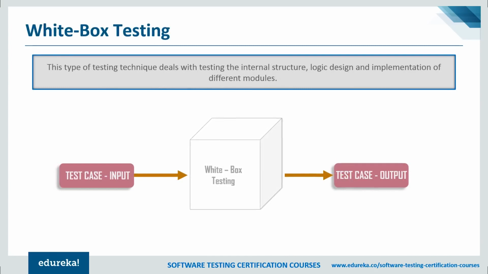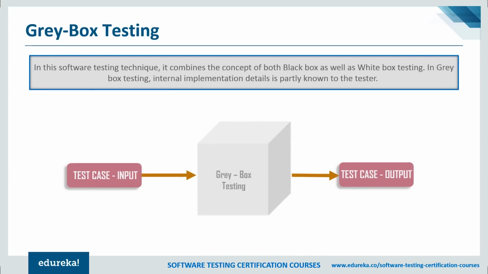Next, white box testing. This type of technique deals with testing the internal structure, logic design, and implementation of different modules. This is also called glass box testing, where the internal implementation details are known to the tester. That is the code logic, internal logic design, and many more. And next we have gray box testing. It combines the concept of both black box and white box. That is, internal implementation details are partly known to the tester, while the rest are not known to the tester. That's the reason it is called gray box testing. So these are the three methods of software testing.